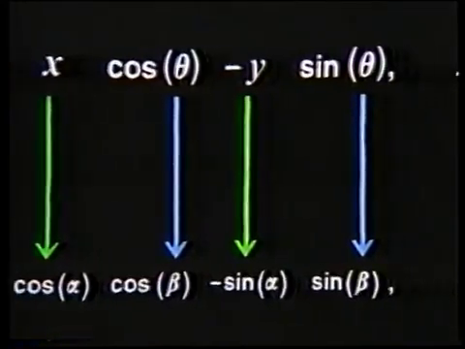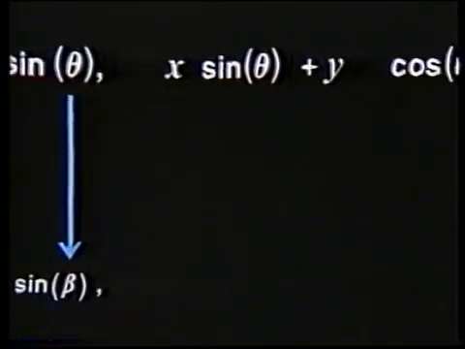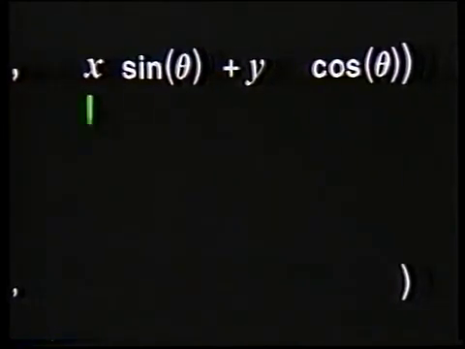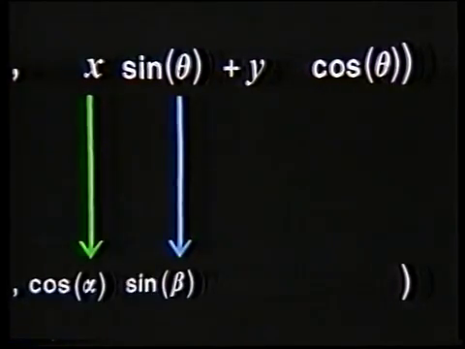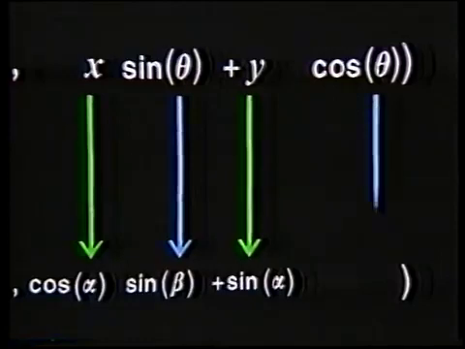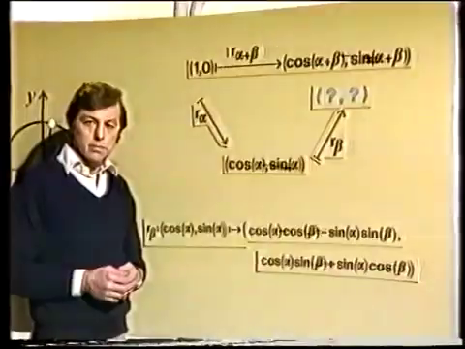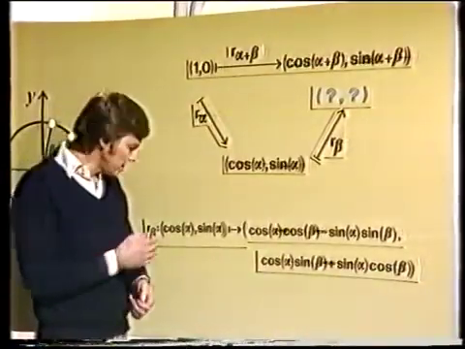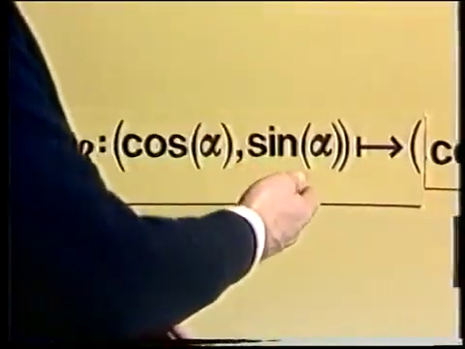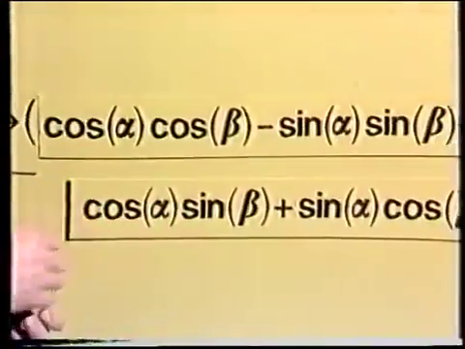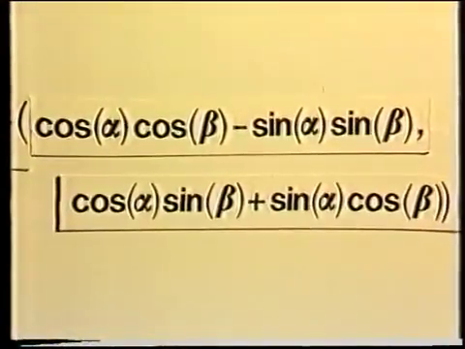And for the second coordinates, we make the same substitutions. And we get cos alpha sin beta plus sin alpha cos beta. So now we've completed the problem. We know that r beta maps (cos alpha, sin alpha) to the point with these coordinates. So let's collect our thoughts.